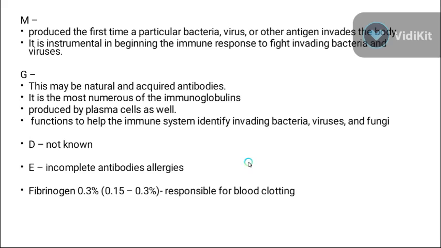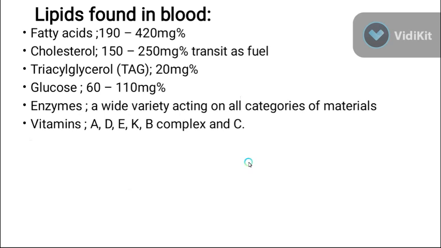Lipids found in blood. Fatty acids, 190 to 420 mg%. Cholesterol, 150 to 250 mg%, transit as fuel. Triacylglycerol, TAG, 20 mg%. Glucose, 60 to 110 mg%. Enzymes, a wide variety acting on all categories of materials. Vitamins, A, D, E, K, B complex and C.